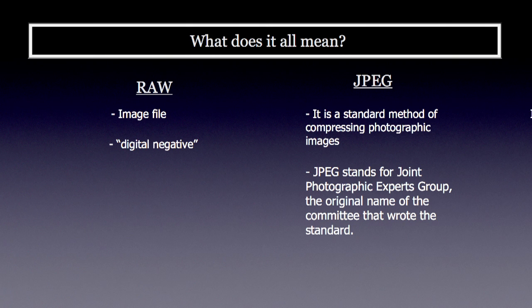When we hear the term RAW, it's an image file, and they call it RAW because it's raw data. The file has been uninterpreted, it's been unaltered, it's like a digital negative. Now, JPEG is actually a standard method of compressing photographic images, and JPEG stands for Joint Photographic Experts Group, the original name of the committee that wrote this standard. What it does is compress data into a smaller file size. To get that file size smaller, it actually has to throw away some of the data that's been captured when one takes a photo.